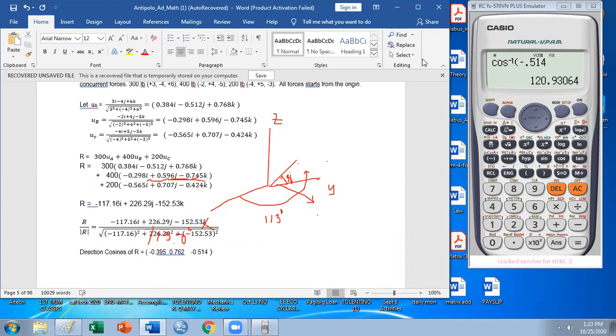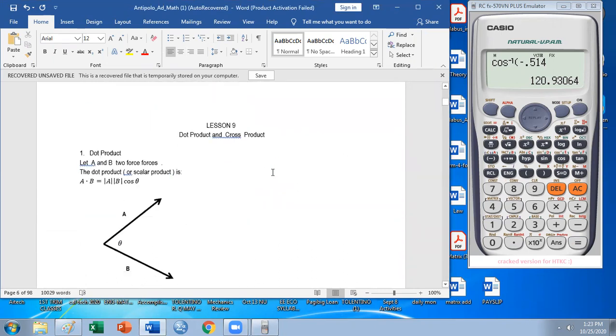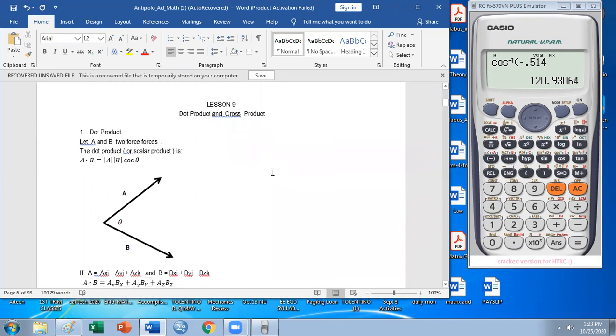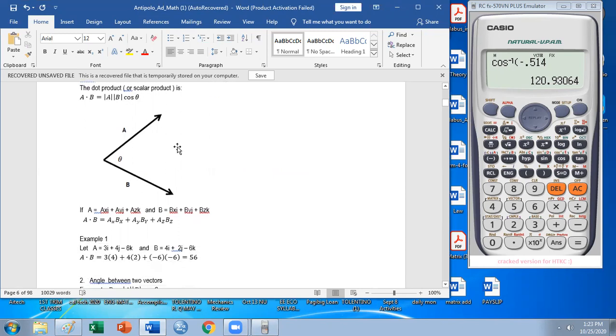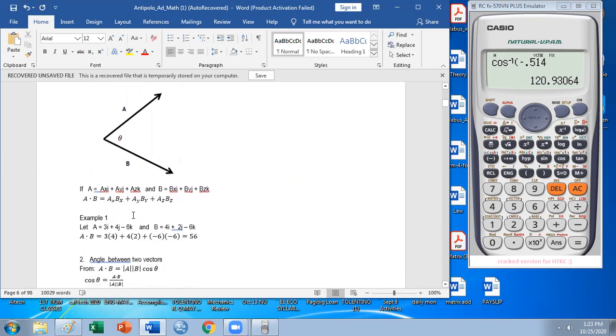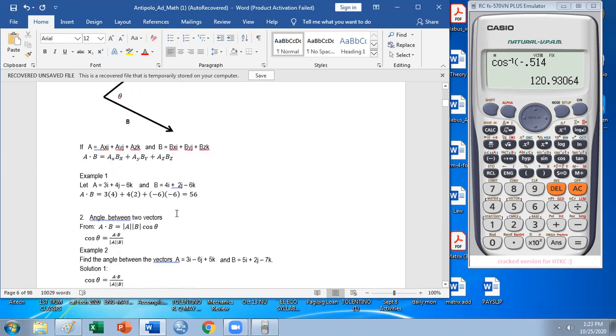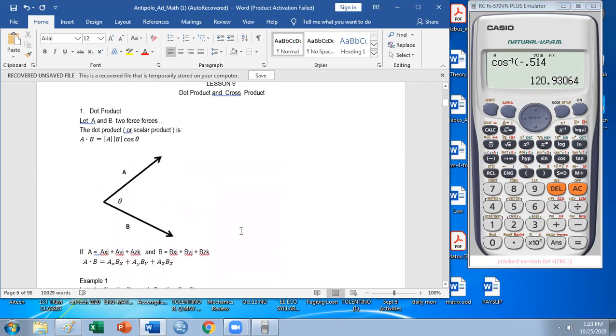Now, the dot product and the cross product. Look at the dot product. What is the definition? The dot product or scalar product is given by A dot B equals the absolute value of A, B cosine theta. So basically, your A dot B is just the scalar product of the components. This is your A, this is your B, and this is the theta. So that is its definition.